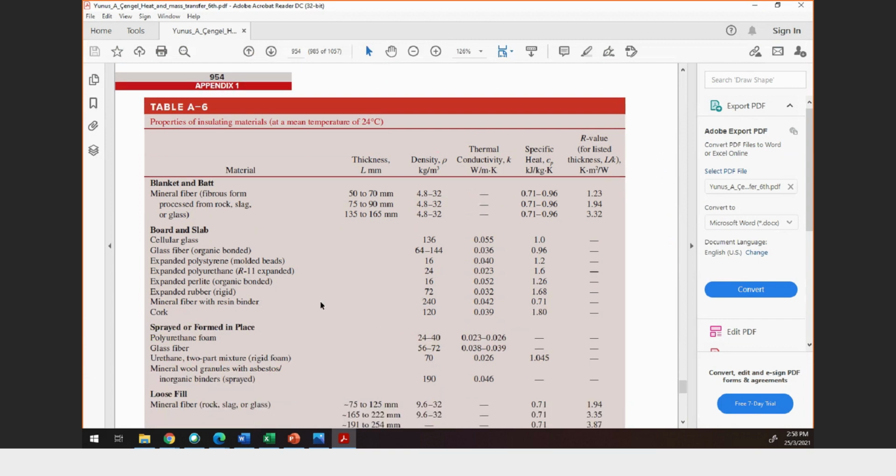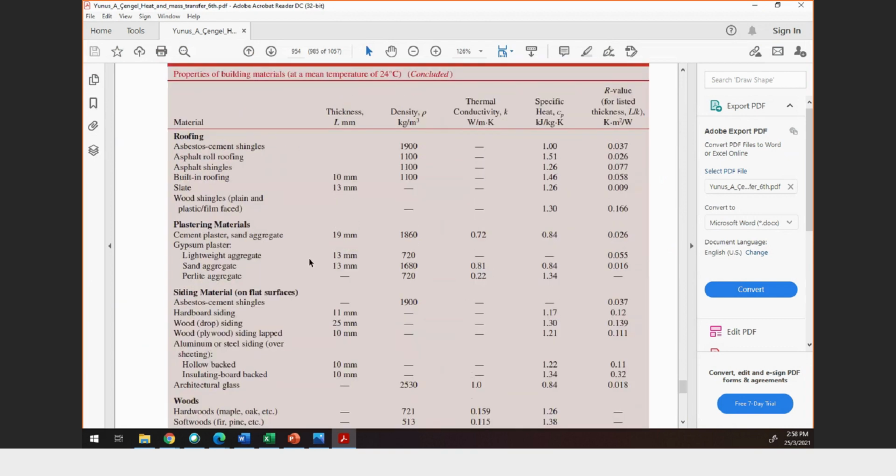For example, this is several types of material. This is insulating material. Also there is wood. If you look here, wood, they don't have a K value, meaning the value will be very small, nearly zero. So the thermal conductivity of wood is basically near zero.